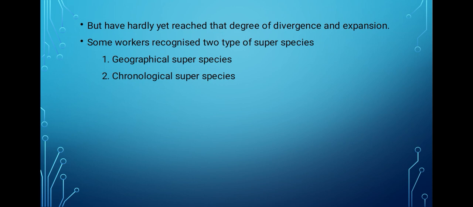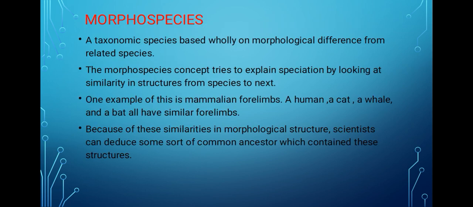Some workers recognize two types of superspecies: geographical superspecies and chronological superspecies. Then the morphospecies is a taxonomic species based wholly on morphological difference from related species. The morphospecies concept tries to explain speciation by looking at similarity in structure from one species to the next. An example of this is mammalian forelimbs.